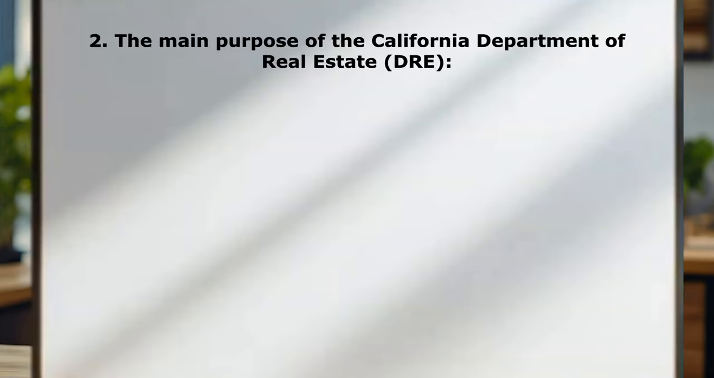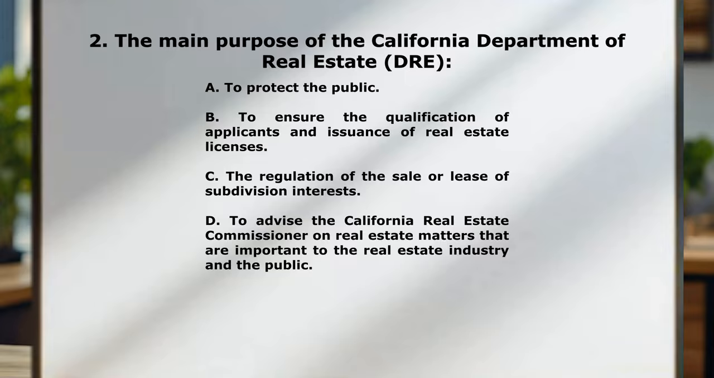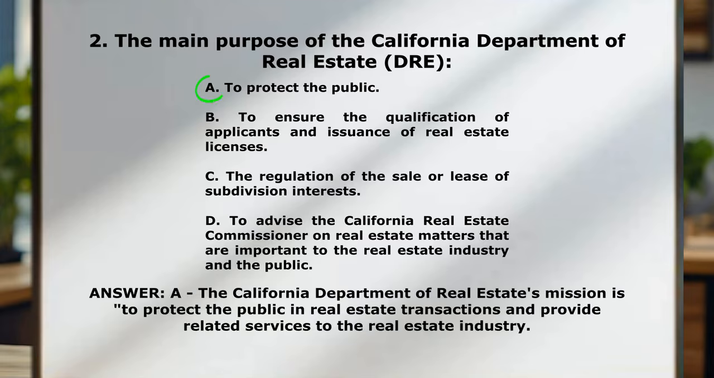Question number 2. The main purpose of the California Department of Real Estate, DRE, is A, to protect the public. B, to ensure the qualification of applicants and issuance of real estate licenses. C, the regulation of the sale or lease of subdivision interests. D, to advise the California Real Estate Commissioner on real estate matters that are important to the real estate industry and the public. The answer is A. The California Department of Real Estate's mission is to protect the public in real estate transactions and provide related services to the real estate industry.